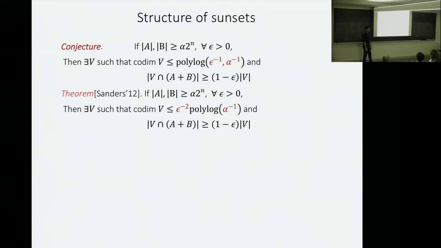Did you test this for the Nevo set? Yeah, because Nevo said so. Let's say you have a Nevo set of density alpha, then A plus A is just huge. So you can just basically take your subspace to be the whole space.